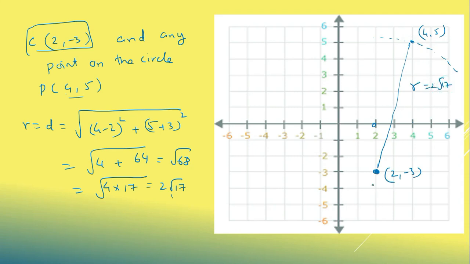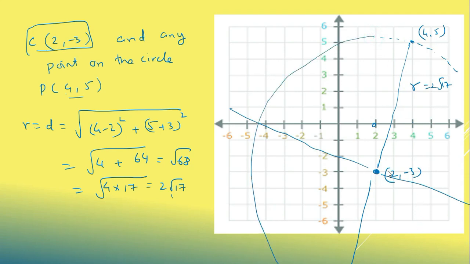Now if you know this radius, in all directions you can use this radius and form this circle, isn't it? A big circle. That's it. So find the radius. Then you can write the equation of the circle: (x minus 2) whole square plus (y plus 3) whole square is equal to 68. Square root of 68 is the radius, so squared it is 68, isn't it? This is the equation of the circle.